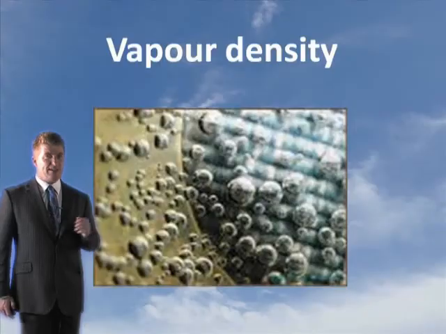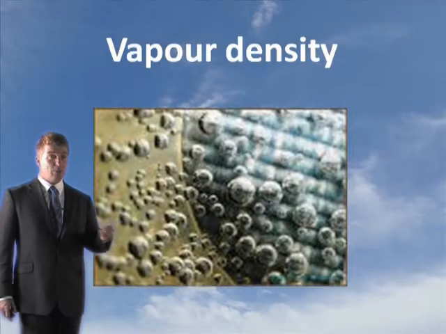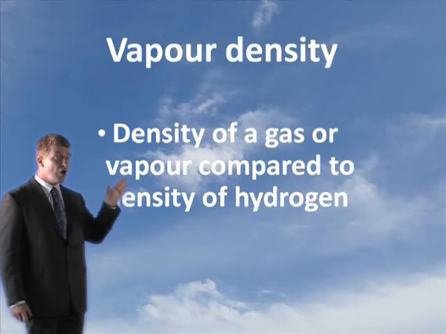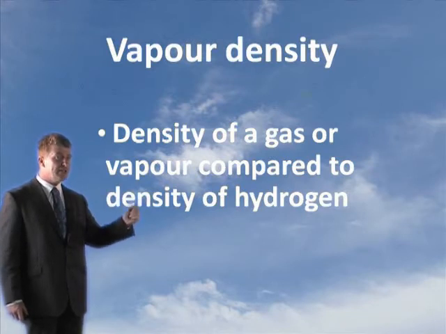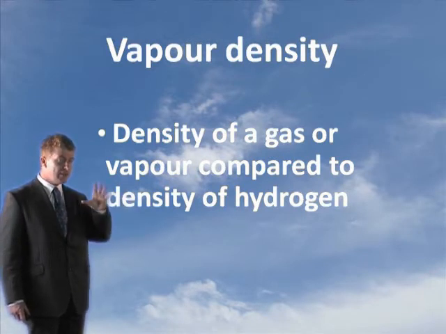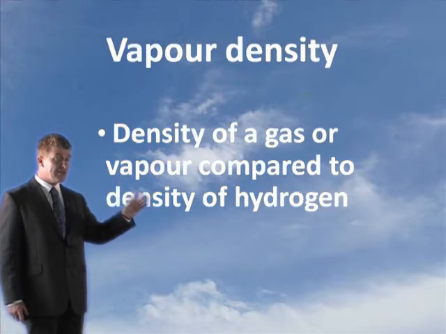The next issue we're going to look at is vapour density. This is the vapour density. Now, what is vapour density? Well, it's the density of a gas or vapour compared to the density of hydrogen. That's what you need to remember. Its vapour density is compared to hydrogen. Why do they compare it to hydrogen? Because hydrogen is the lightest element. It's the lightest element in the periodic table.